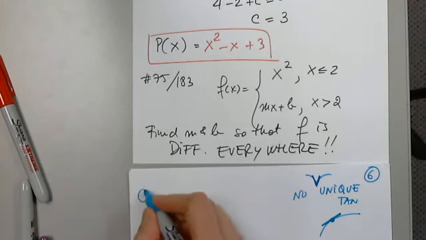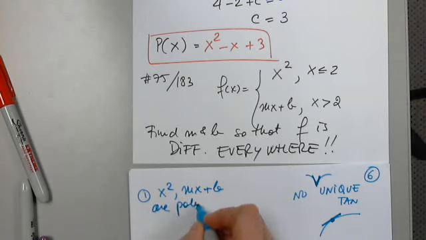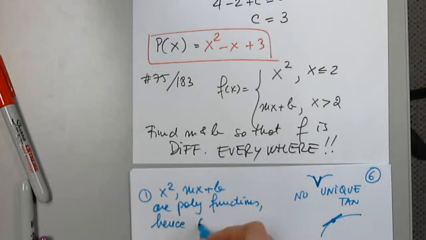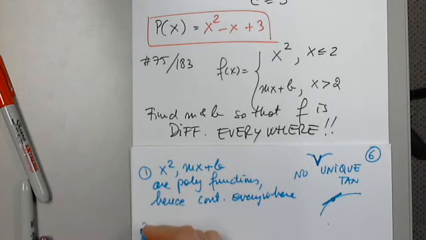Okay. So first of all, I have to make sure that this function is, as you mentioned, continuous. I will write number one: x squared and mx plus b are polynomial functions, hence continuous everywhere. And that's clear. Polynomial functions are continuous everywhere. Number two, I'll say continuity at x equals 2, of course, that is where the problem could be.